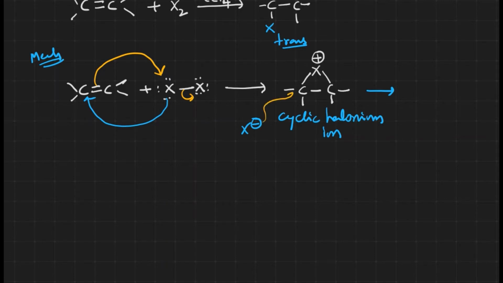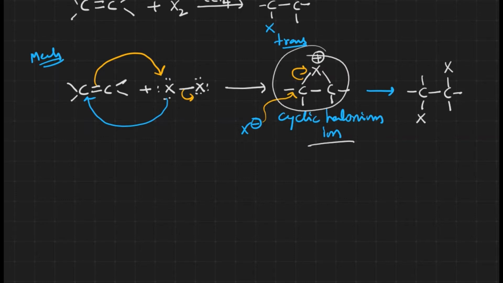X minus attacks from the back and ring opening takes place. These two are in opposite directions, and that is how anti-addition takes place over here. Now what happens? We have got the trans product. Through what is it coming? Through the cyclic halonium ion. There is no possibility of rearrangement of carbocation and all those things. This is how the reaction takes place.